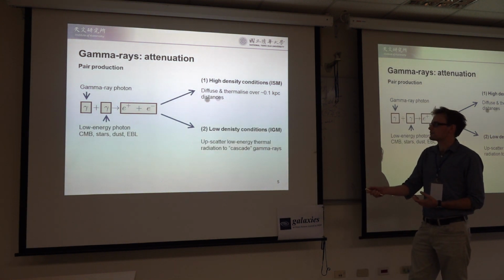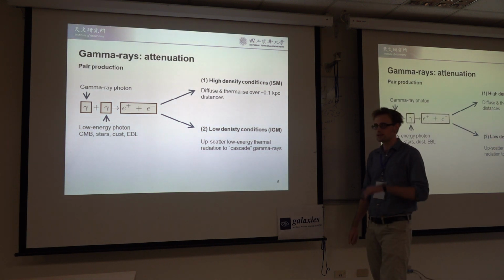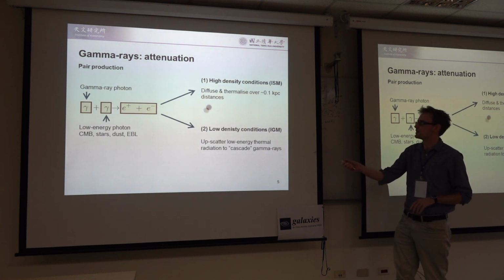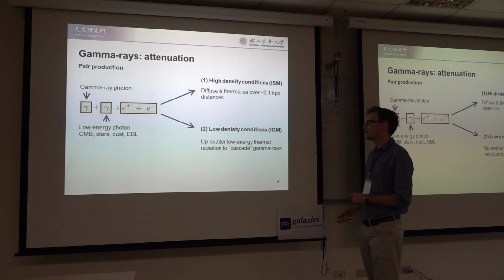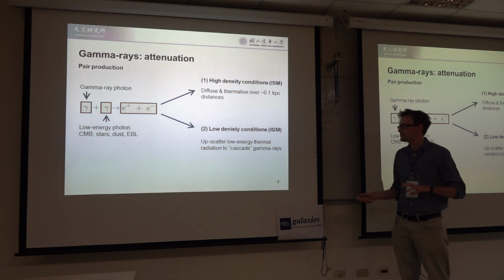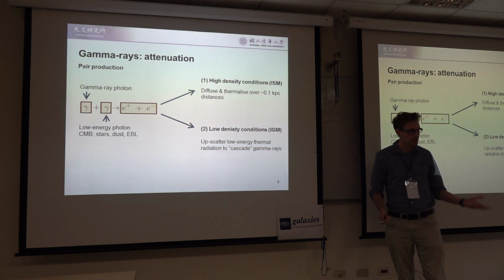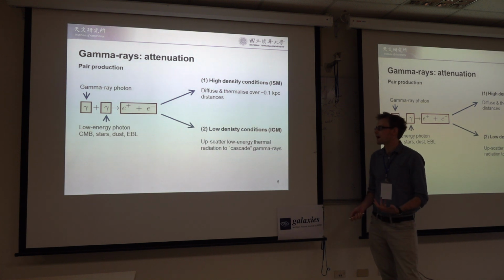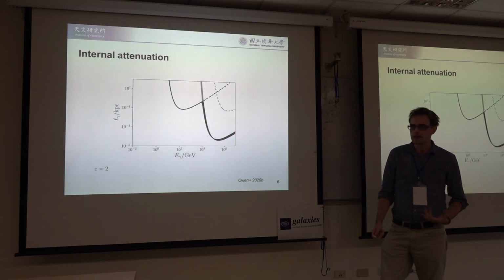The produced electron-positron pairs actually can thermalize relatively quickly over a distance of about 0.1 kiloparsecs within the host galaxy. So this process within the dense conditions of an interstellar medium effectively attenuates that gamma ray emission. For those gamma rays that can escape, the same process operates in the low density conditions of the IGM as they propagate cosmologically to reach us, which effectively reprocesses the gamma ray spectrum a little bit. And I'll talk about that a little bit more later. But for now, let's look at this internal attenuation. How severe can it be?